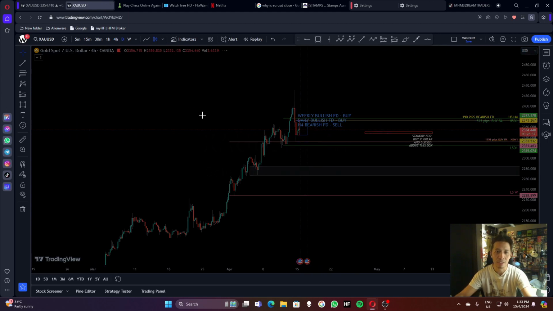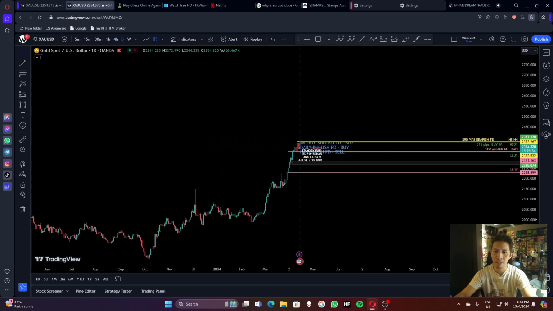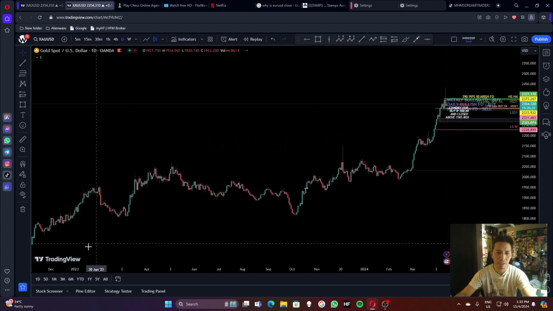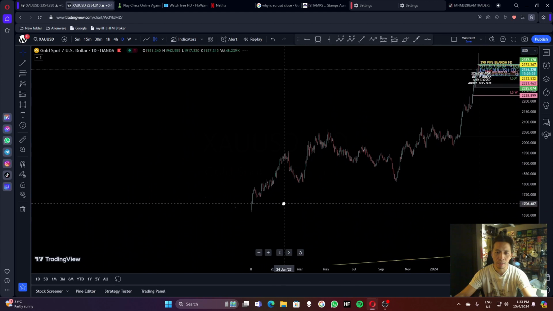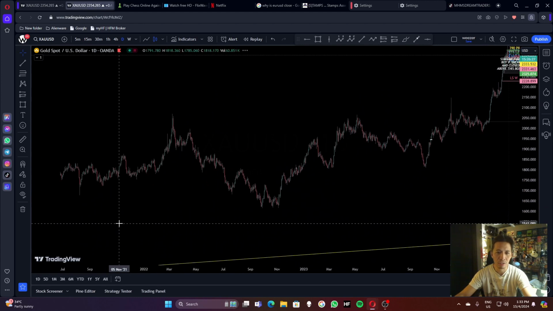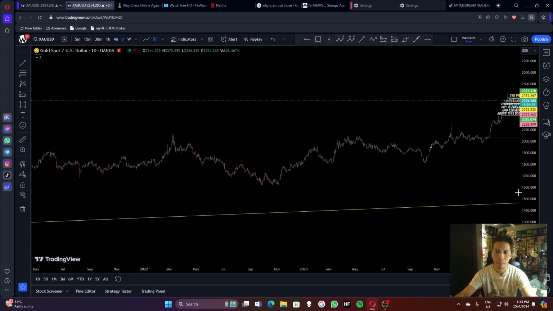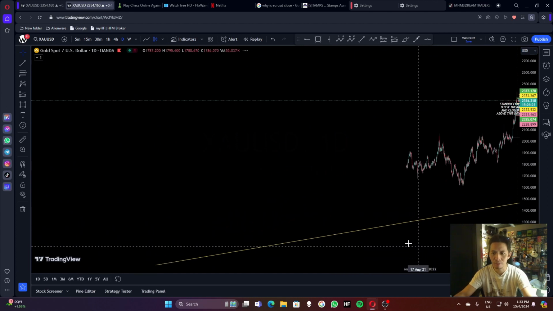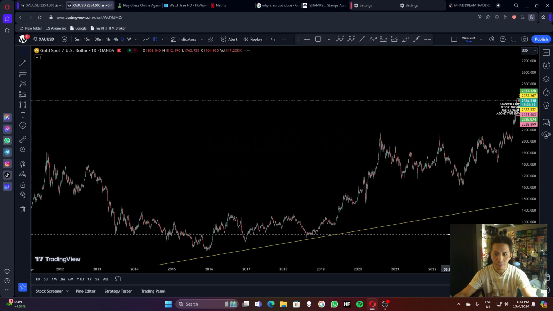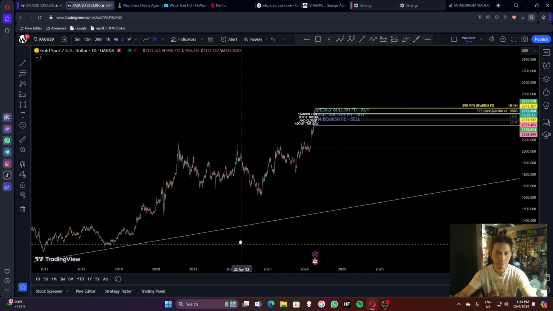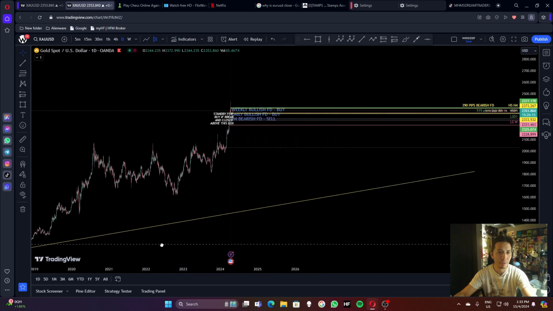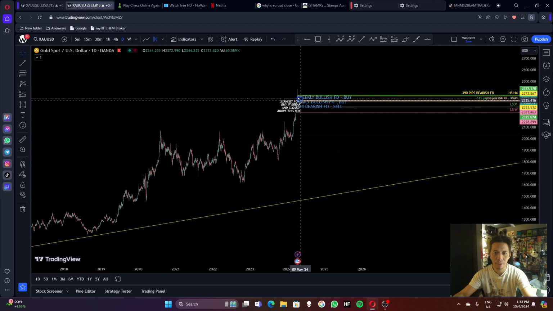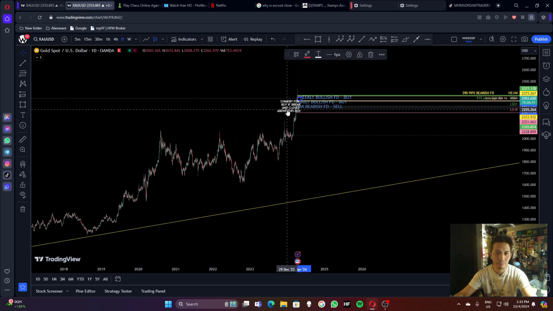Correct? You can see in the bigger picture, still on the daily time frame, every candlestick represents one day. Price of gold has continuously gone up bit by bit. Look at this yellow line here. That is my trend line for gold. Look at that. Price is slowly going up, and we are right here right now.